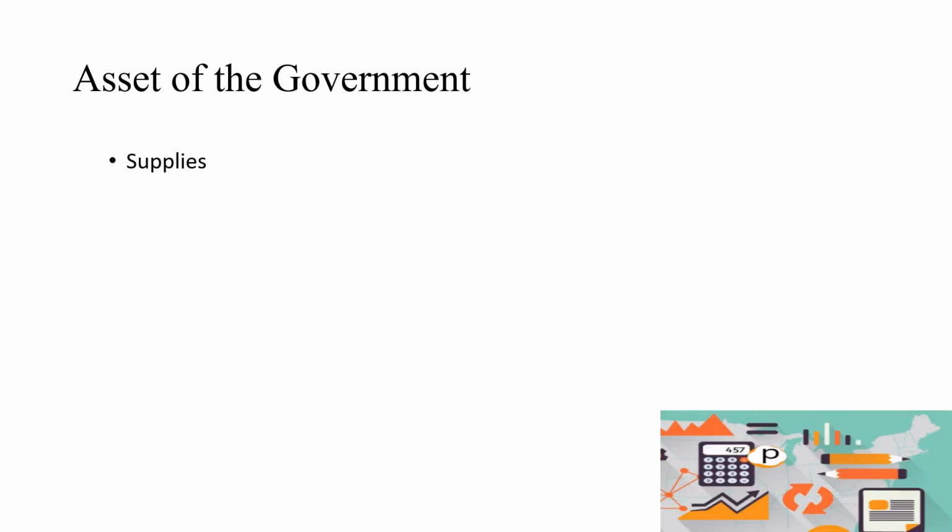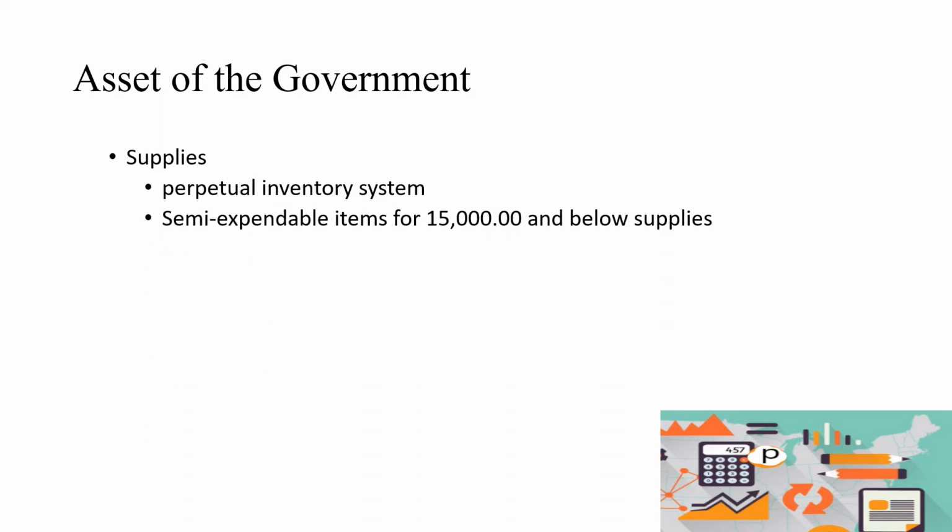Okay? Next, we also have the supplies. So, for the supplies, the government would normally use perpetual inventory system. So, ano ba yung perpetual? Dito ina-account natin yung supplies every now and then. Kasi usually sa private periodic kasi nga accountability. Government also used that items more than 15,000 as semi-expendable and below. So, record na siya as expense.